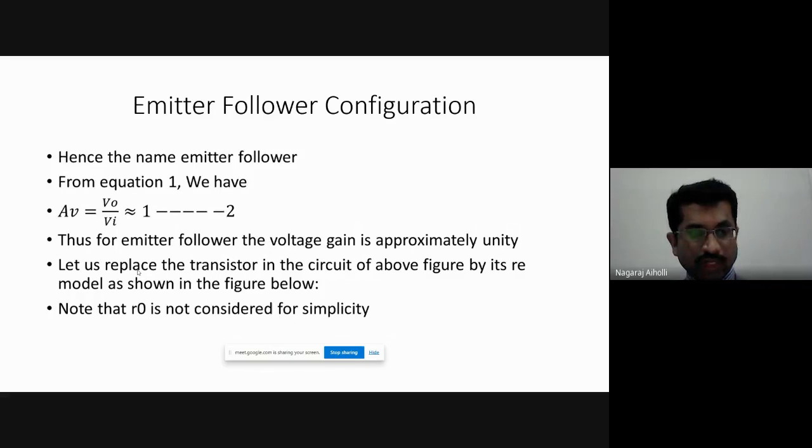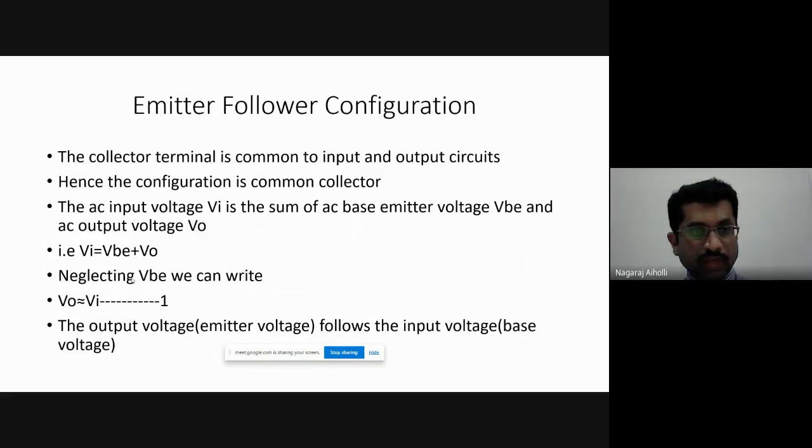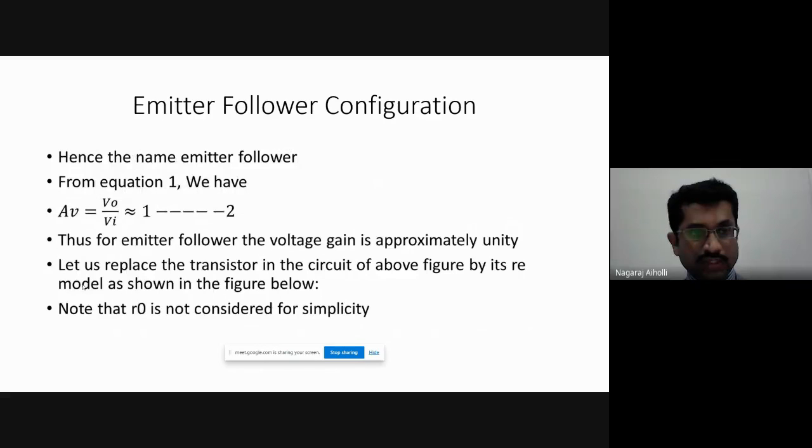Now from equation 1, what is the equation for gain? V naught by Vi, but V naught is equal to Vi, so Vi and Vi will cancel. Therefore, gain will be approximately equal to 1. Thus, for the emitter follower, voltage gain is approximately unity. Okay, we have justified that for the emitter follower, the voltage gain is approximately 1.